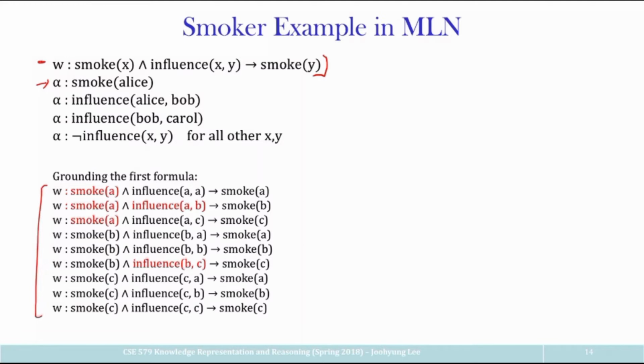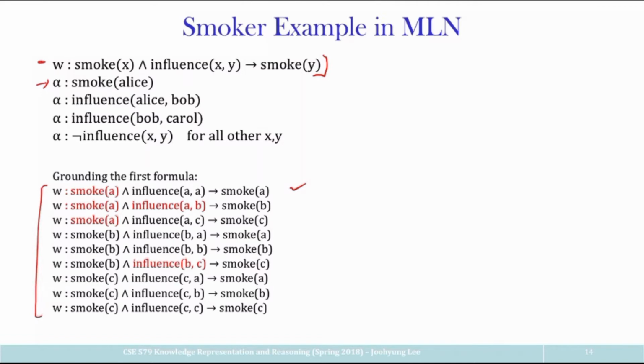Are we together? Among these 9 ground rules, some rules are obviously true. Which rules are obviously true? The first one, is it true? Yes. Why? Influence Alice-Alice is false. The antecedent is false, so the whole thing is true. The second one, we are not sure yet, because it depends on whether Bob is a smoker or not. So let's skip that for now.